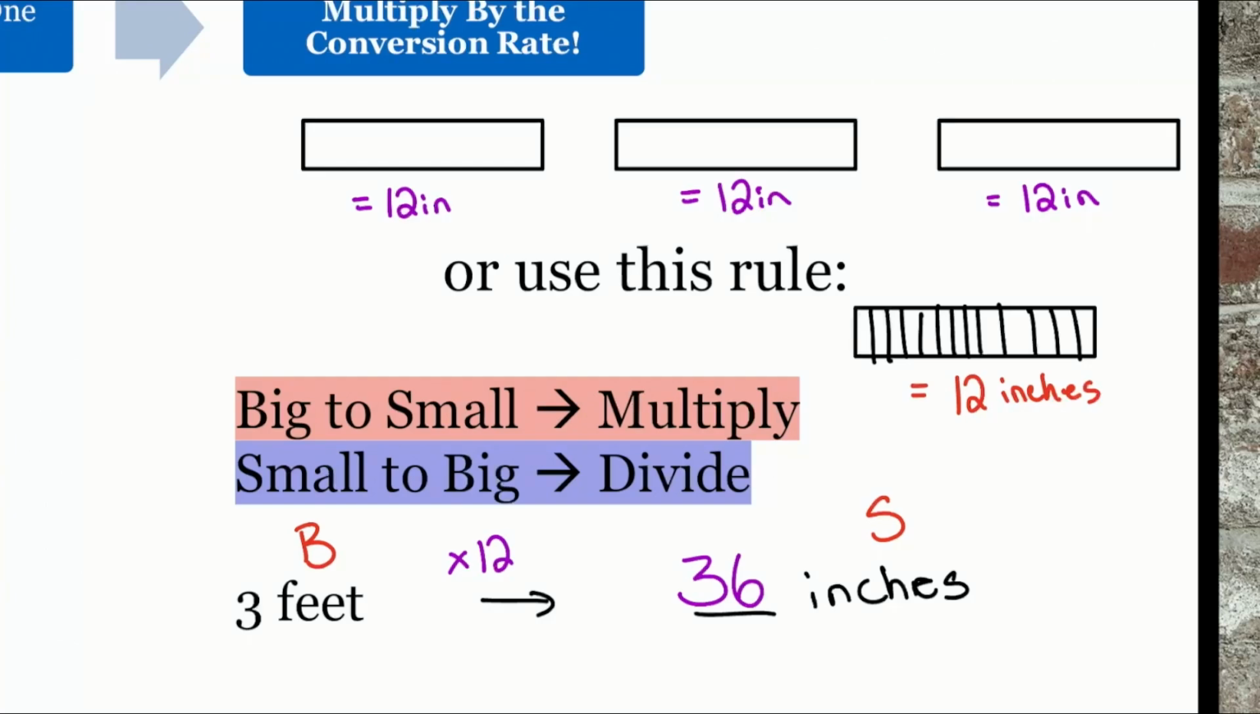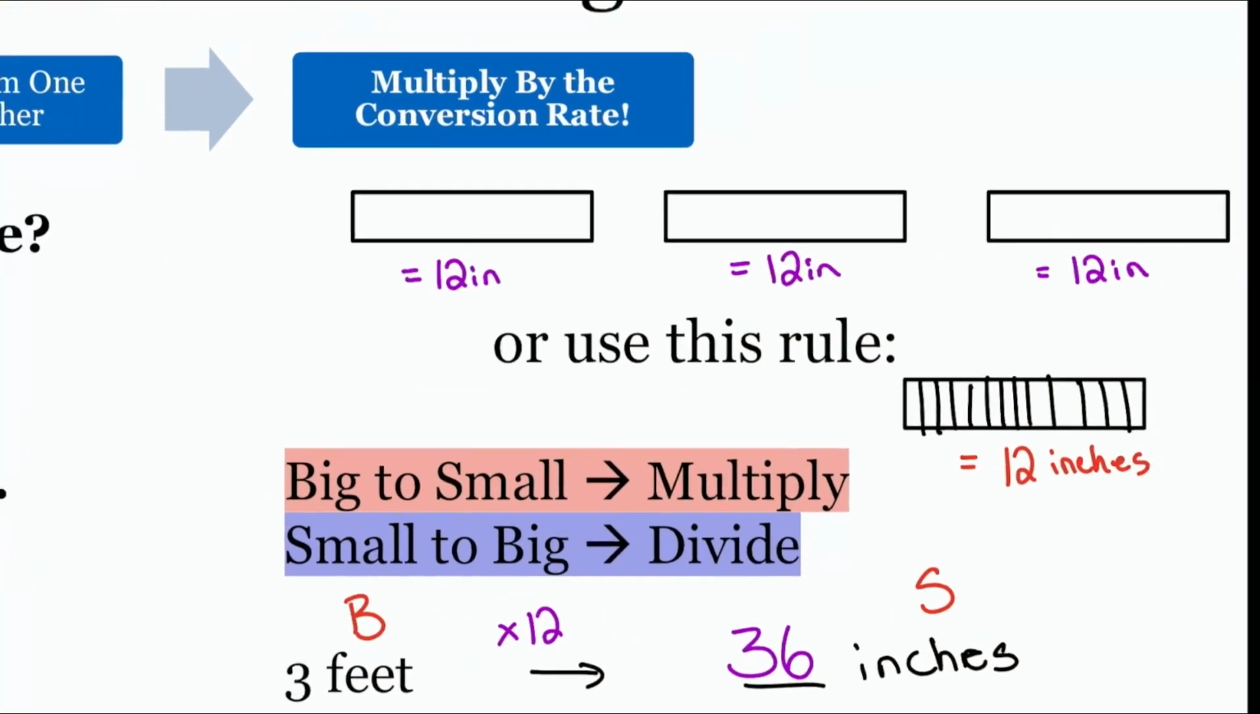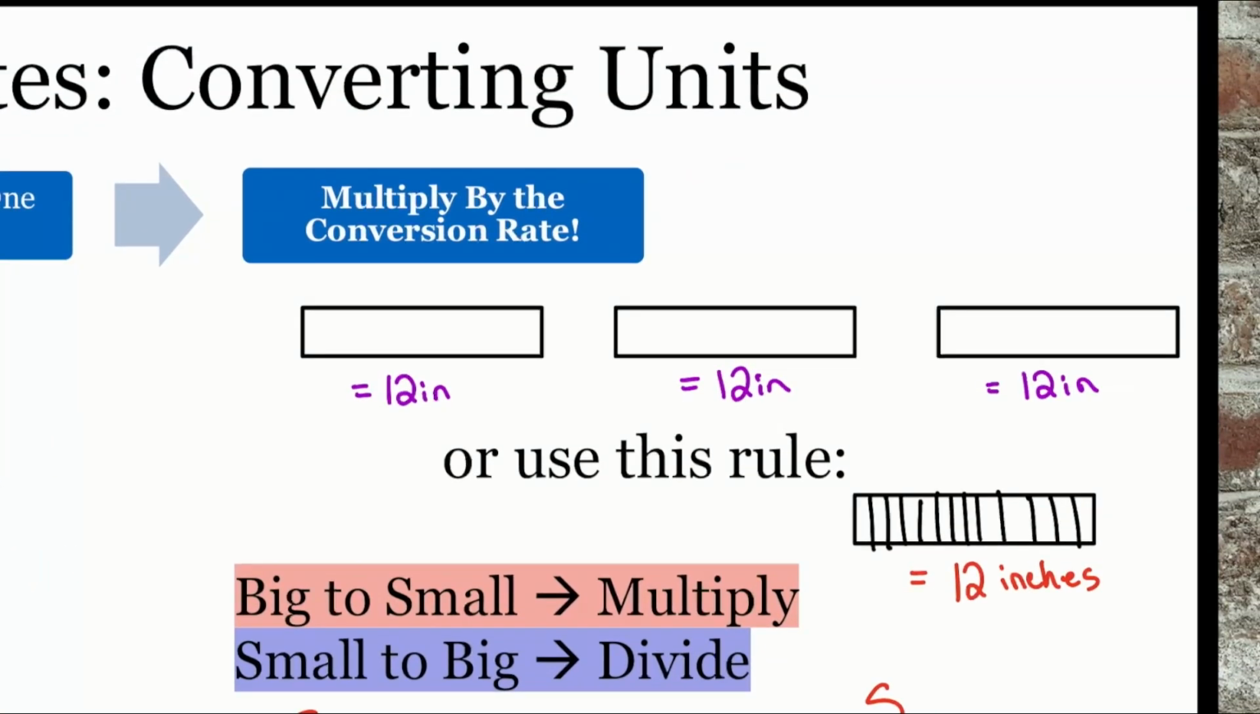Now, let's go ahead and think about going backwards here. Let's say I have 48 inches, and I want to take 48 inches and turn it into feet. Everybody, tell me real quick, are we going from big to small or small to big? In this case, we are going small to big.